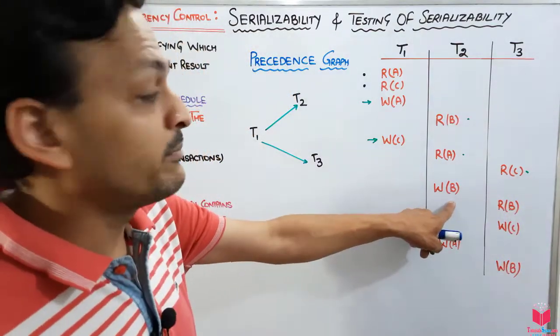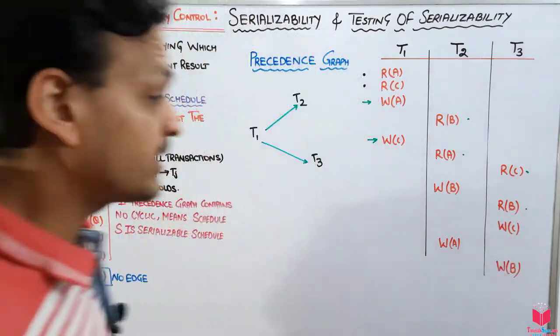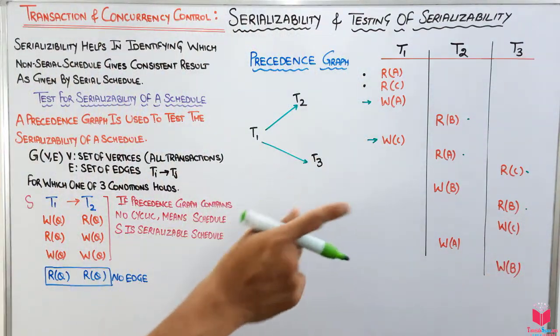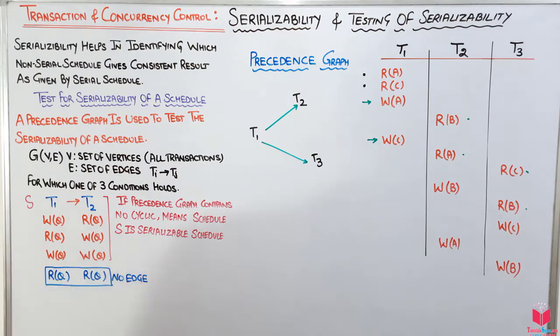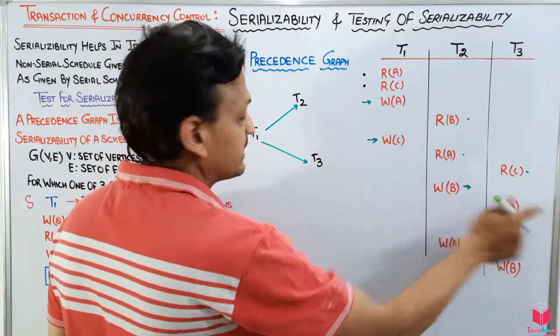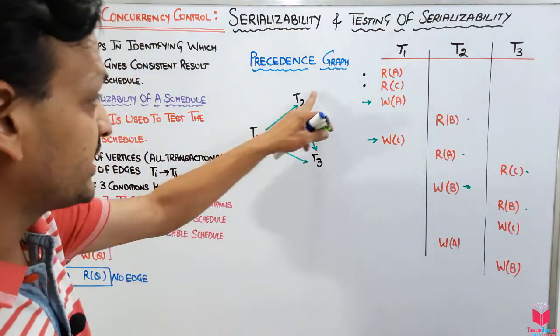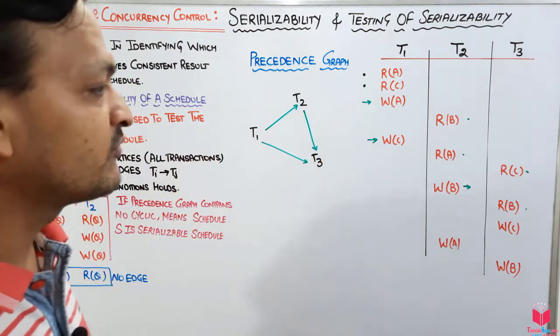There is a write on B variable. So I will look here. First of all, there is a B variable. Okay guys, so there is a write operation and there is a read operation. Write and read gives you an edge. That means this will give you an edge from T2 to T3. Okay guys, so we will put an edge from T2 to T3. Now move further.